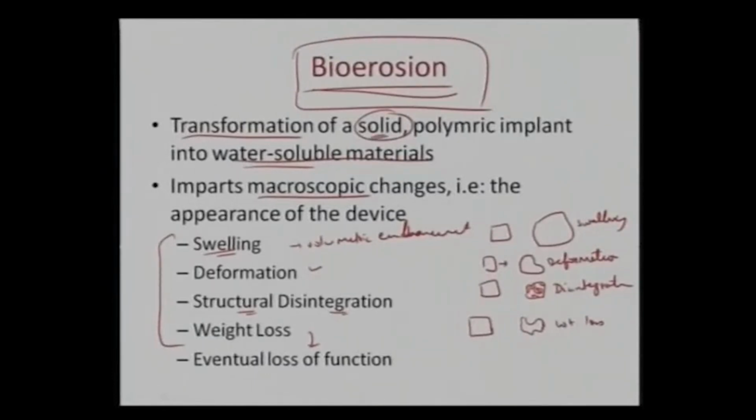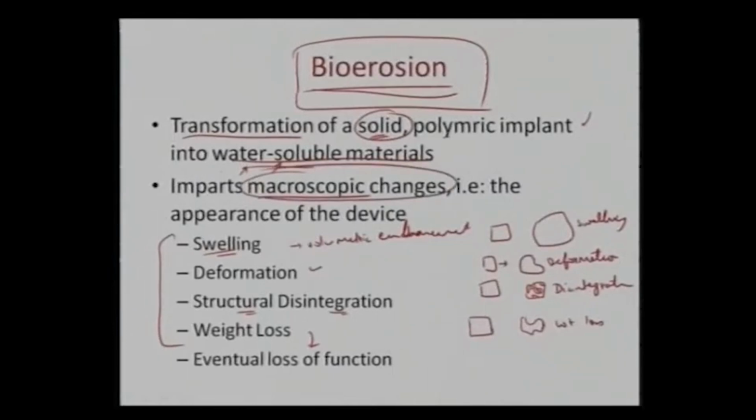So in case of bioerosion, we see that there is a transformation of a solid. The polymer has to be a solid, and only then can it get bioeroded. So it is a solid polymeric implant. It was initially water insoluble, and after bioerosion it becomes fragmented into certain molecules or certain polymeric chains which become water soluble, and that imparts certain macroscopic changes.